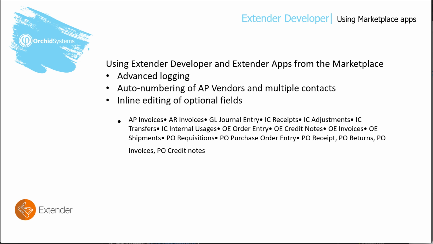With this app, you can configure what optional fields and on what screens you want to use them. We support a range of screens: AP invoices, AR invoices, GL journal, IC receipts, IC adjustments, IC transfers, various OE screens, and various PO screens. So let's look at this in Sage 300.